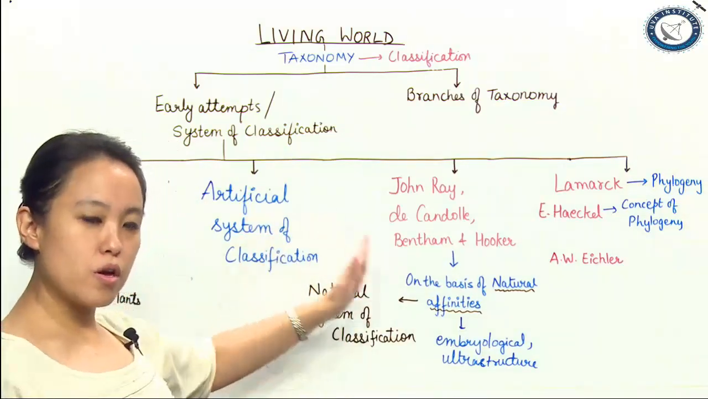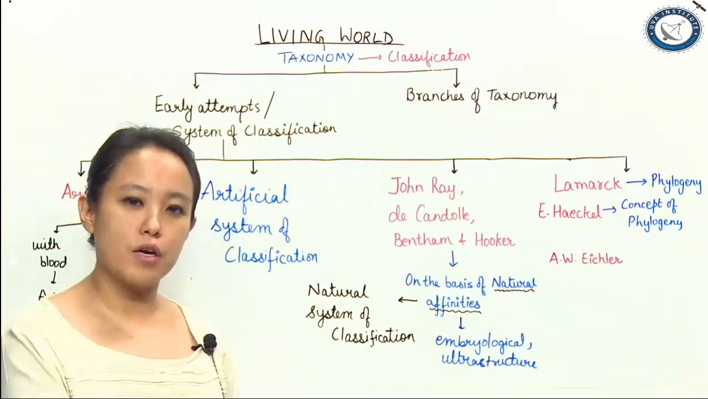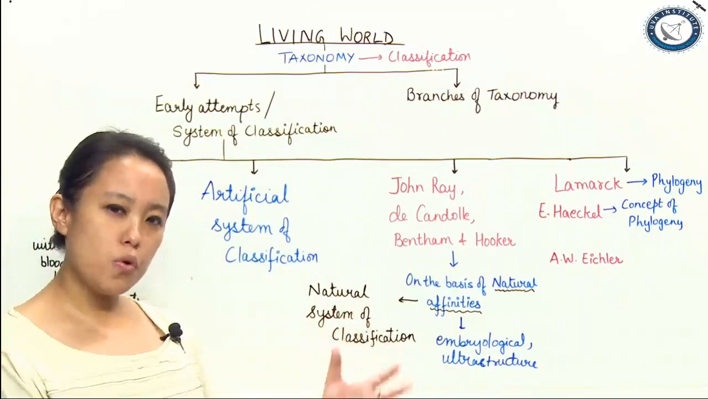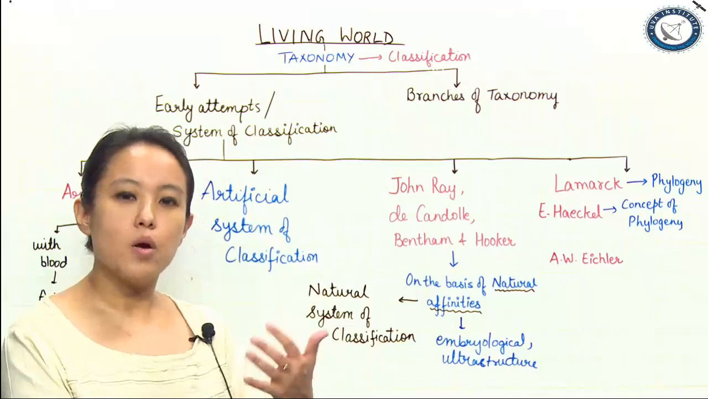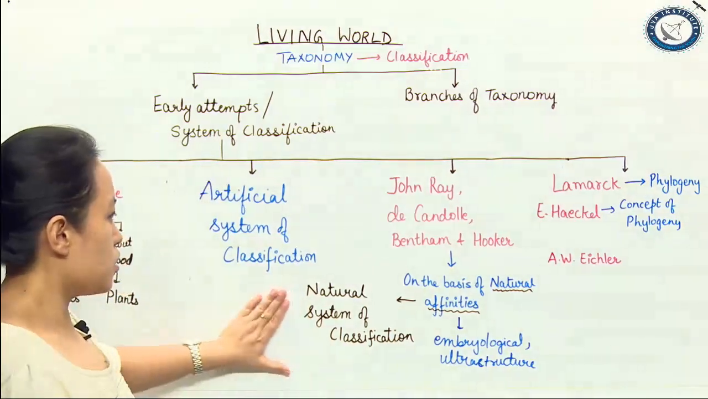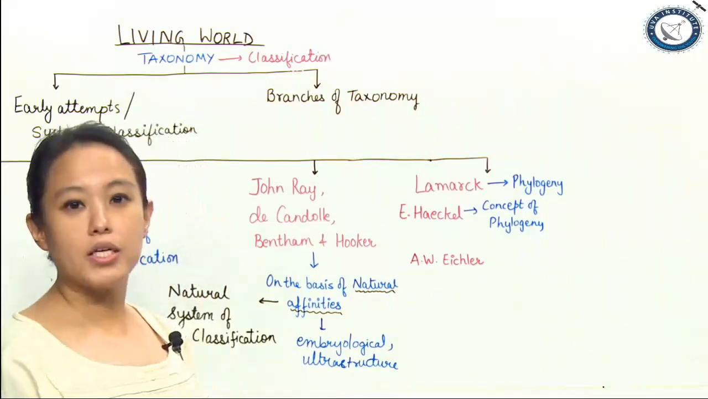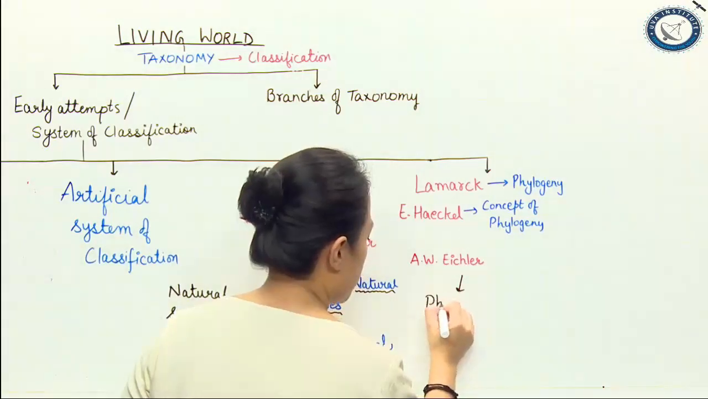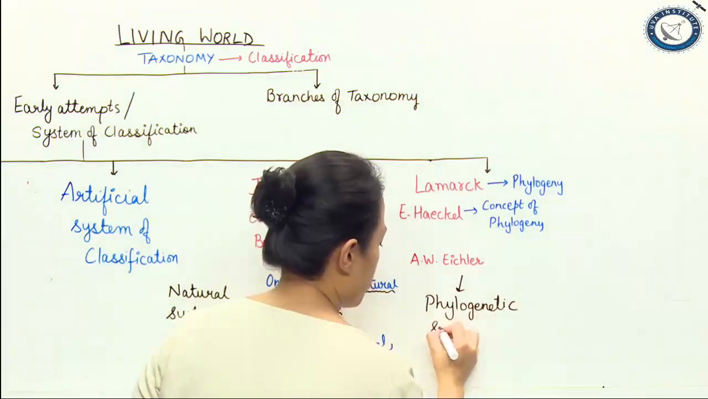Okay, so now you know the three important criteria. First was the early attempt, second was the artificial system of classification, and the third one was the natural system of classification. That means almost all the scientists played a very important role in making us understand what taxonomy deals with. In order to simplify more, there was a system of classification which is now most commonly used, the phylogenetic system of classification.